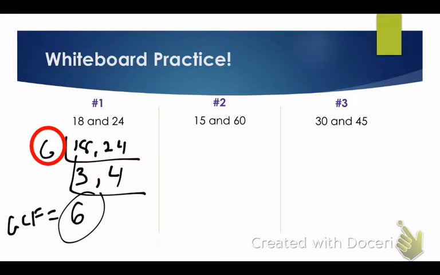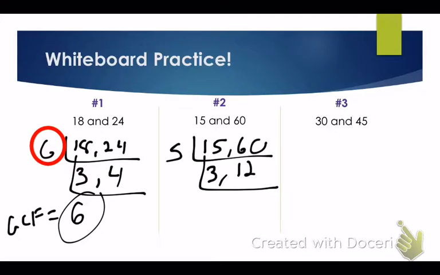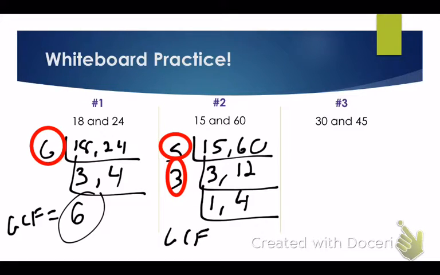Alright, next one, 15 and 60. I'm going to go ahead and start with 5. How many times does 5 go into 15? 3. What about 60? Well, that would be 12. Hey, 3 and 12. 3 goes into both of those. 1 and 4. Hey, guess what? We're done with those. 5 times 3 gives me 15. Remember, we circle those two and multiply them together. Greatest common factor equals 15. Congratulations. Alright, we've got one more.